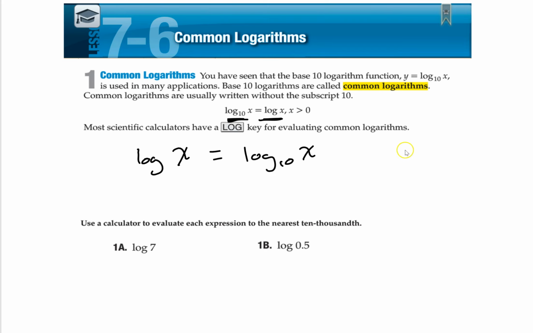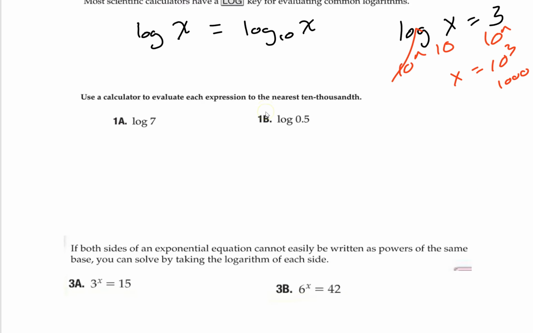So, let's say we're doing a problem and I said solve this. What you do is you go, okay, take the log of both sides. I don't have a base. Well, you know the base is 10. So you can take the log base 10 of both sides. These will cancel out and you get x equals 10 to the third, or 1,000. That's the general idea: if you don't see a base, it's log base 10.